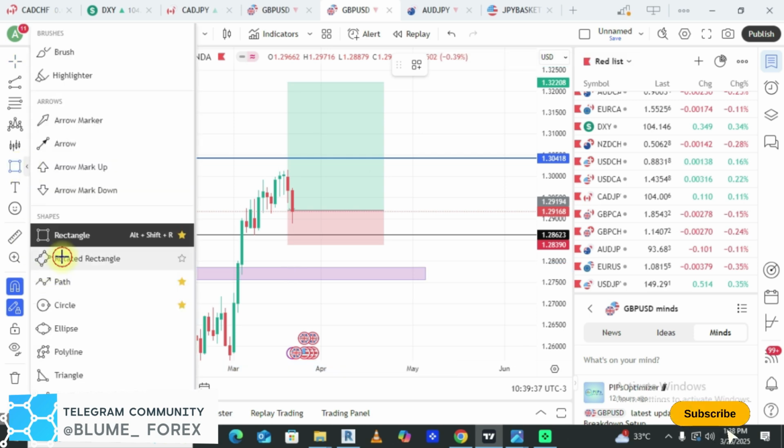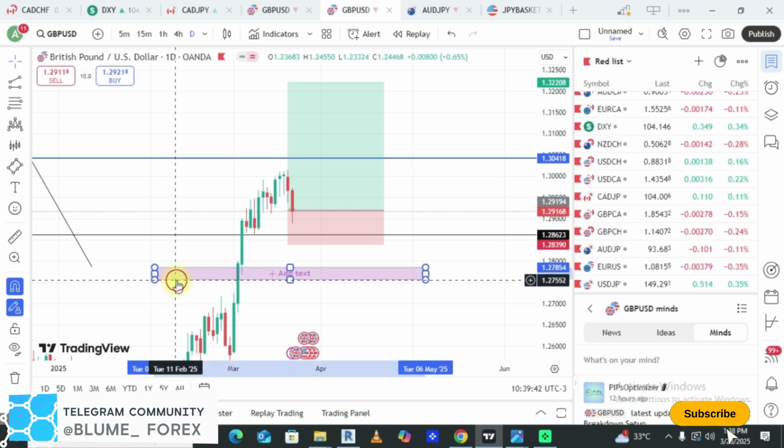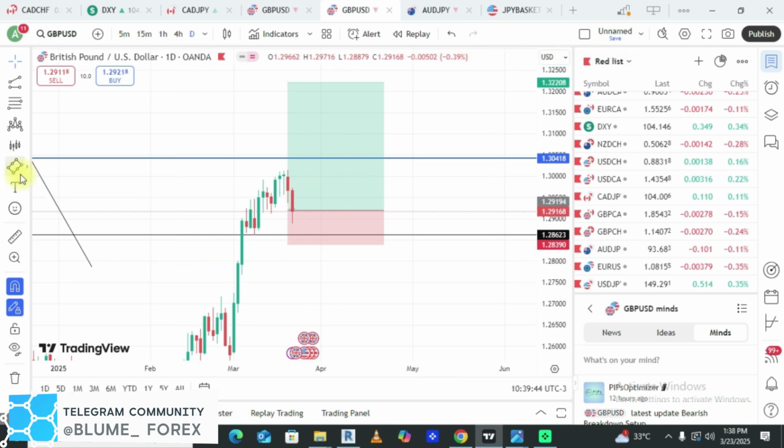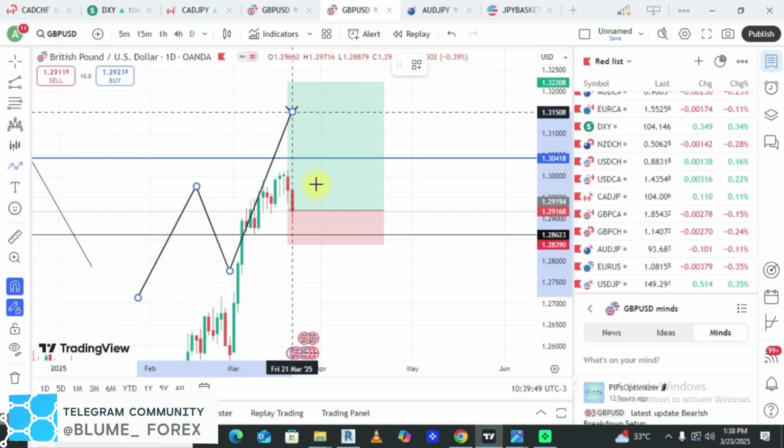And then we have a rotated rectangle. I don't use these things. I don't know what I'll even use that for. I don't use them in my analysis. And then we have the path. So we can use the path. I'll be using the path a lot during the teaching.